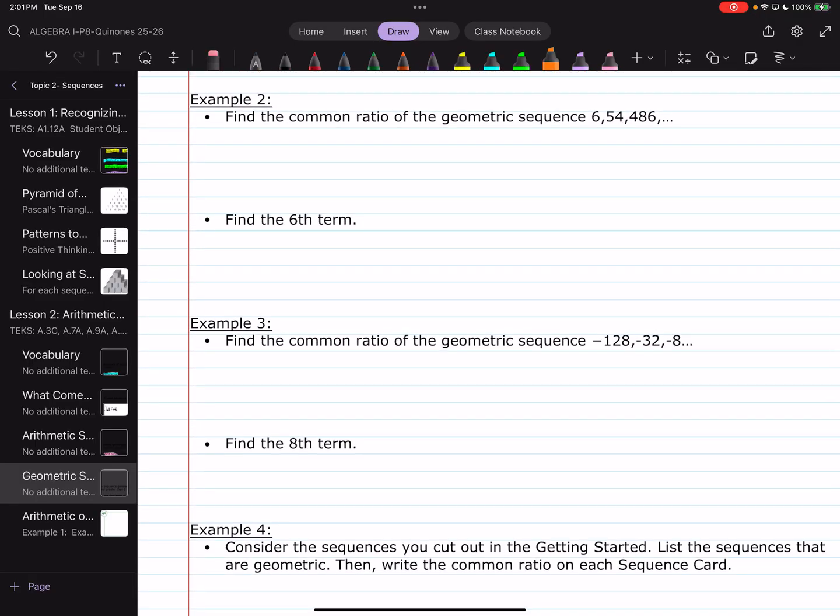Straight from your homework assignment. Find the common ratio for example 2 and example 3. I'm going to give you and your groups 3 minutes, and I want you to find the 6th term for example 2 and the 8th term for example 3. So, I'm going to give you 3.5 minutes starting now.